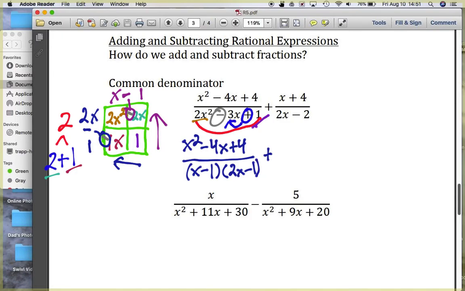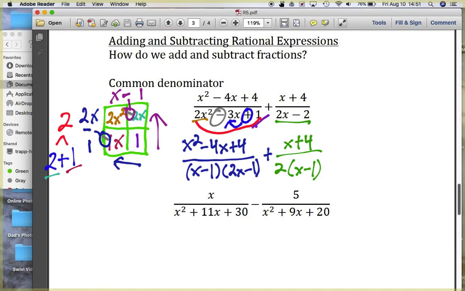The second one here is easier. I know that that's a little bit of work. Second one's easier. All they have in common is a GCF, right? So I'm going to pull that 2 out.